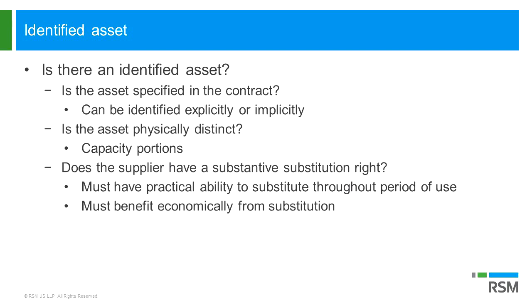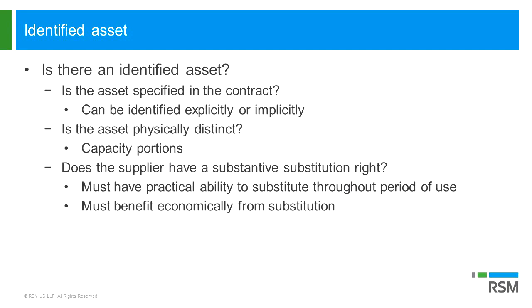Identified assets. Is there an identified asset? Assets can be identified either explicitly in the contract or implicitly. An example of that is when the lessor has limited assets that can be used to satisfy the lessee's needs. Physically distinct, again, looking at a specific asset on a floor of a building, or there are capacity portions. Again, the determination of whether or not substantive capacity, generally speaking, 90% is the rule there.